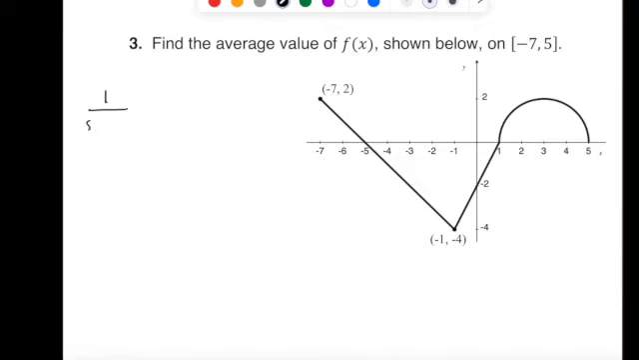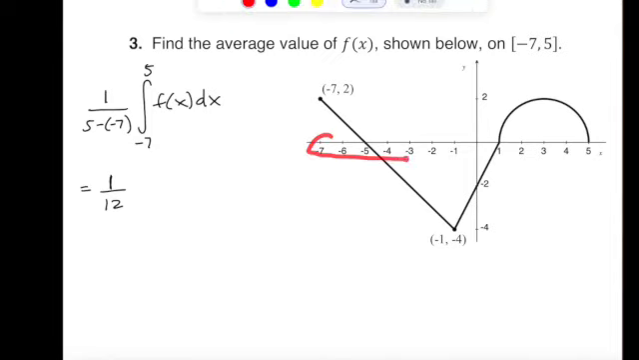So average value would be 1 over 5 minus -7. And of course, if you can just do that in your head, that's fine. Multiplied to the definite integral from -7 to 5 of f of x dx. Right, so we're going to be getting 1/12. That's the whole base, the whole length of the interval from -7 all the way to 5, multiplied to this area. And the area, quote unquote area, might be negative here if it's mostly below the x-axis, which a lot of this is, but not necessarily all of it, most of it.